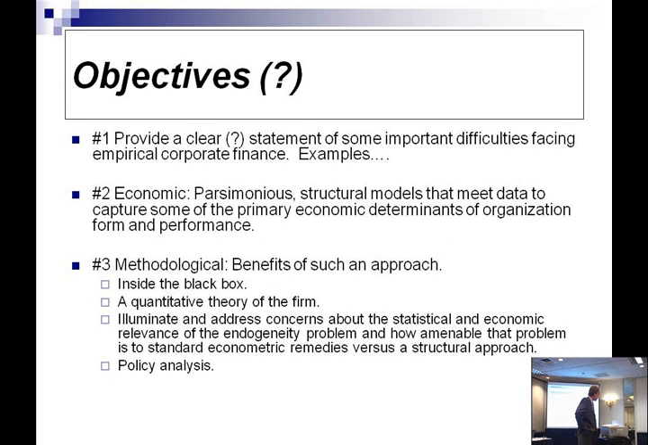So my objectives over the next few minutes are three. I want to try to provide a clear statement of some things that I think pose difficulties for empirical corporate finance. I want to focus on the economic aspects of this in terms of providing a parsimonious model that can identify the important determinants of organization form and also simultaneously performance. And there's a methodological element to this. I'd like to talk about some of the benefits of taking that approach. It gets us inside the black box. We're interested in the quantitative theory of the firm. We're interested in solving econometric issues, and this kind of thing allows you to do quantitative policy analysis.